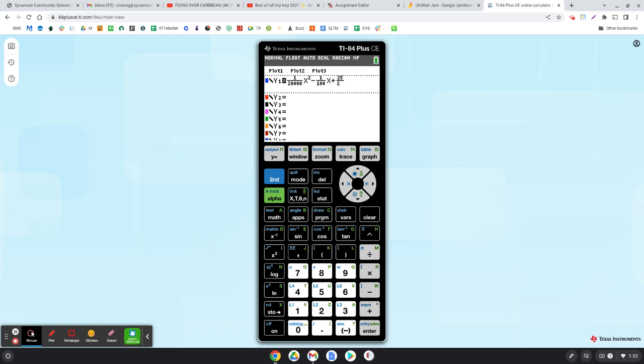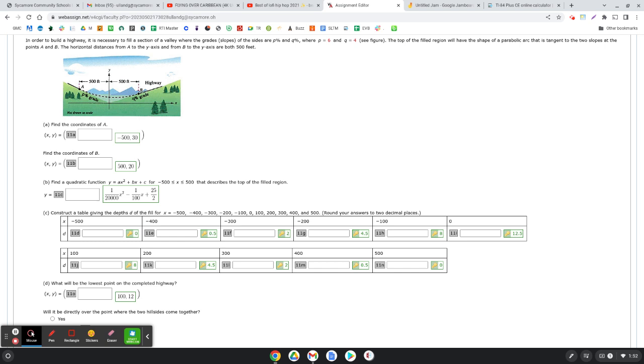Now, I'm going to go to my table setting, and I'm going to go down to make it ask. Have you done this before? Yeah. Okay. So now when I go to my table, it's blank. Beautiful. I'm just going to type in negative 500, negative 400, negative 300, negative 200.